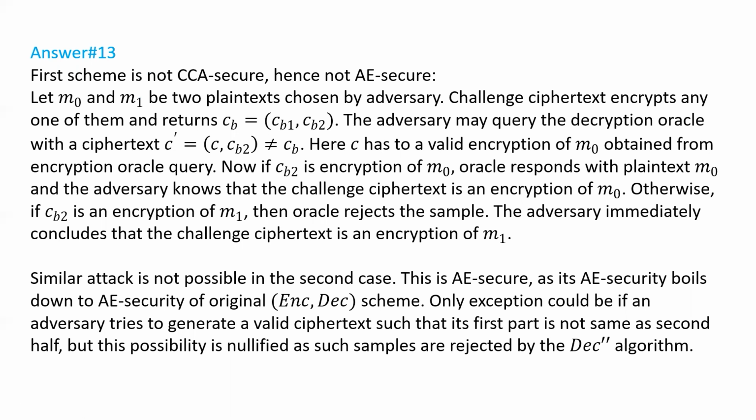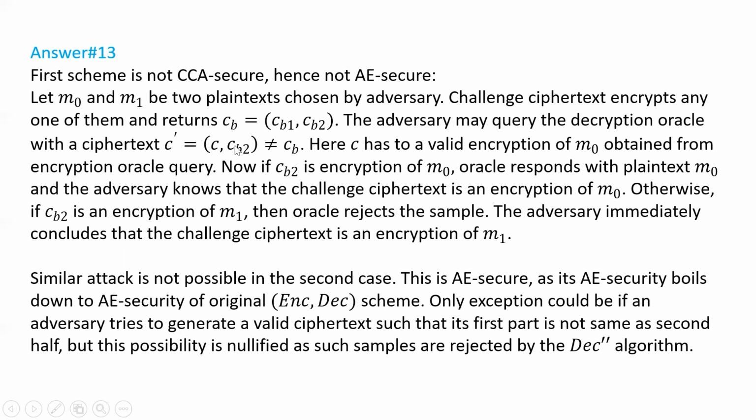Okay. So, if you query the encryption oracle with plaintext M0, what you get back in the form of C1, C2, so that both C1 and C2 are valid encryptions of M0, right? So you can use any one of those encryptions, either C1 or C2, as C here. Okay. Then what happens? You are providing to the decryption oracle such a ciphertext where the first part you know to be an encryption of M0, but the second part you don't know whether it is an encryption of M0 or M1.